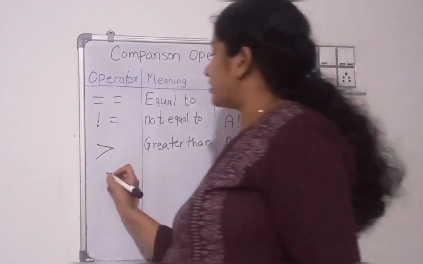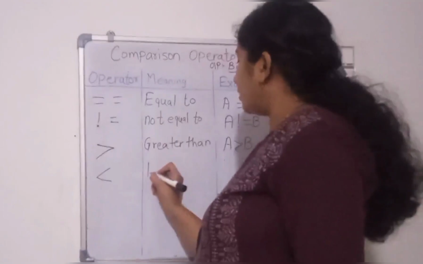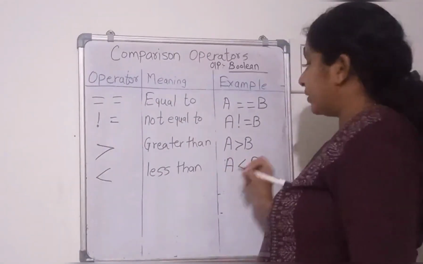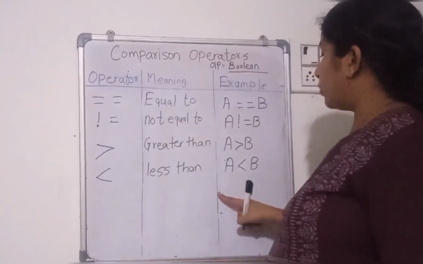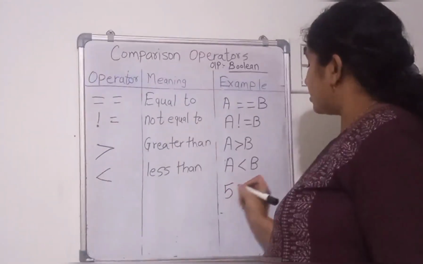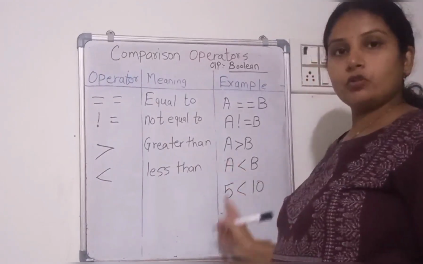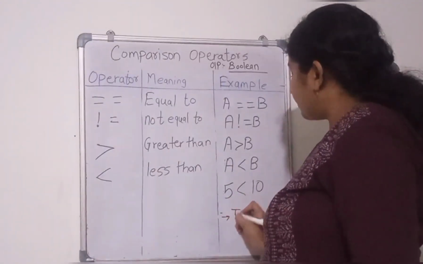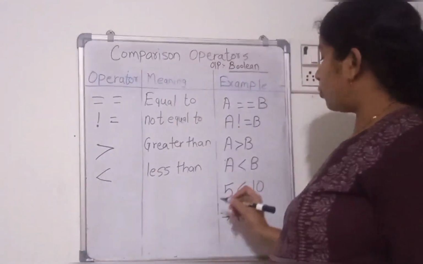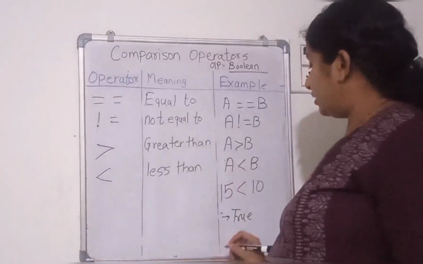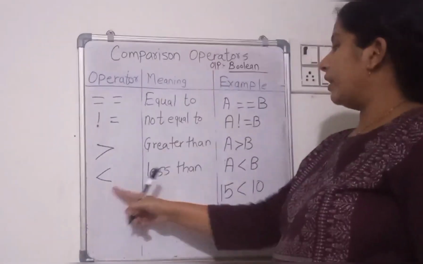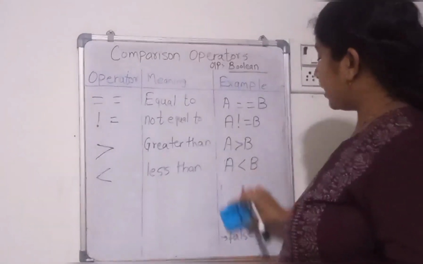Same as this, next sign is less than. When you are checking whether the first variable is less than the second variable. So here A is less than B. And same like that, suppose these are our values, A is equal to 5 and B is equal to 10, then this expression is true. So your output will be true. And suppose A is 15 and B is 10, then your output is false. So this is A is less than B, the less than operator.